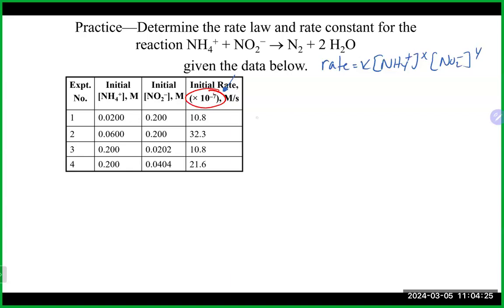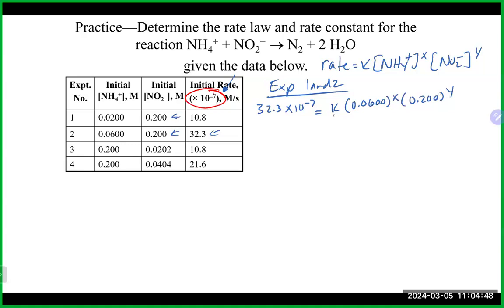I'm going to look at this and see, looks like 1 and 2 looks like a good move. So I'm going to go experiments 1 and 2. And again, take the 32.3 times 10 to the minus 7 on top. And I'm going to do our K 0.06 to the X and 0.2 to the Y. And again, we're going to go with the first one there, which we also would want to times 10 to the minus 7. Again, if you left that part off because you're dividing, it will come out the same. But your K value at the end, again, will not be right.